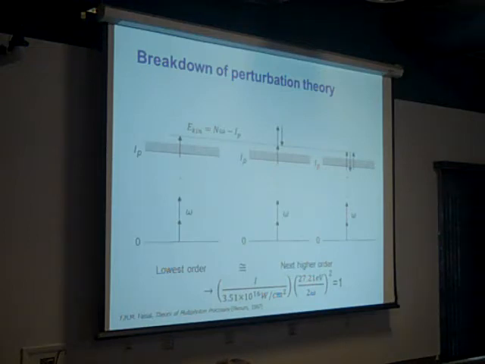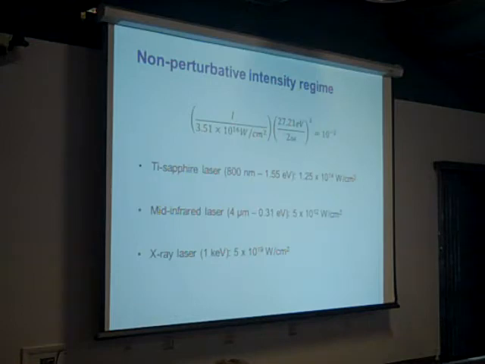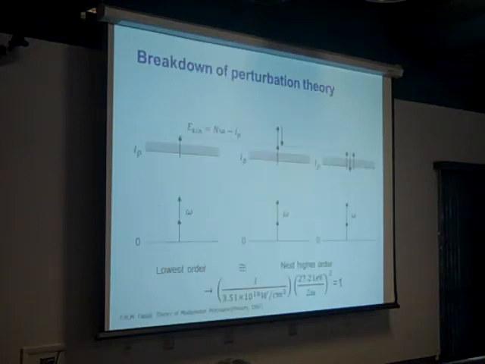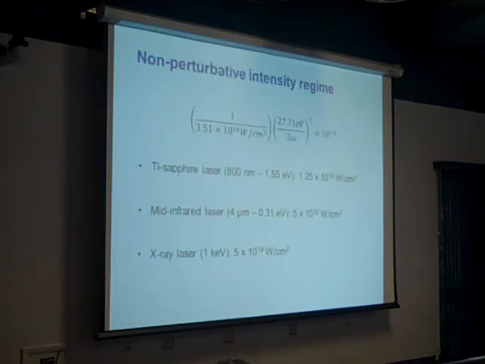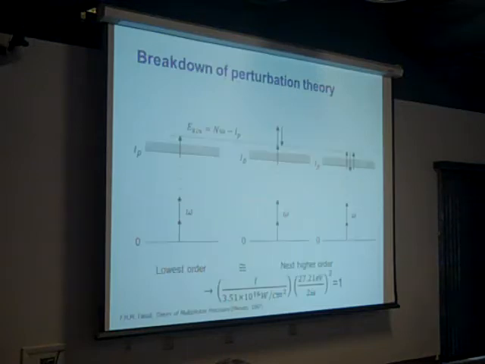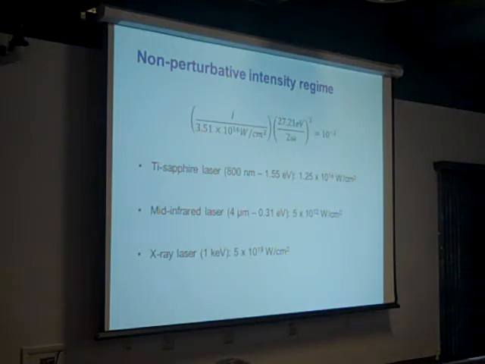Now, I've written this down where the lowest order term is exactly equal to the next higher order term. Perturbation theory should actually break down already, not when they are equal, but when they are approximately equal. So I explored this non-perturbative intensity limit a bit, where I'm not setting this equal to 1, but to 10 to the minus 2. So I say that the next higher order term is 1/100th of the lowest order term. So it's approximately equal.